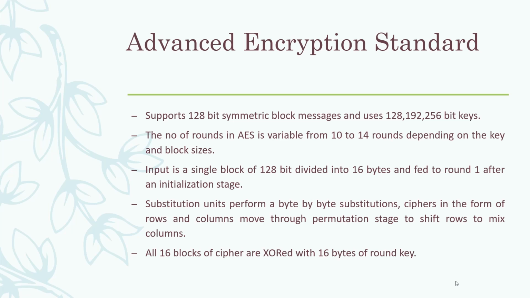Substitution units perform byte by byte substitutions. Ciphers in the form of rows and columns move through the permutation stage to shift rows and mix columns. All 16 blocks of cipher are XORed with 16 bytes of round key.